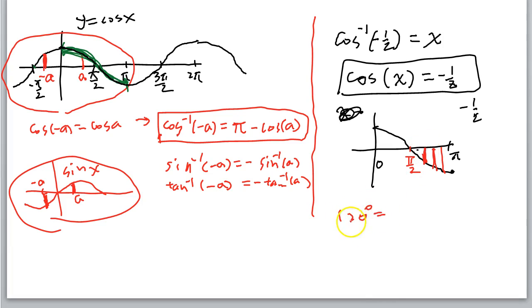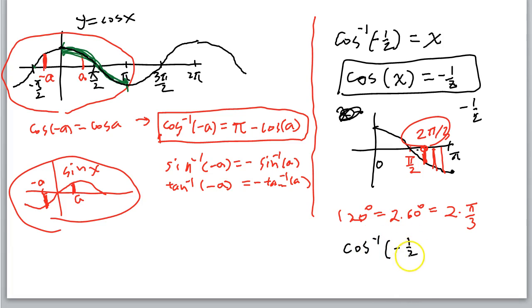120 degrees in terms of radians is twice 60 degrees, and 60 degrees is pi over 3, so it's 2 times pi over 3. So this angle here is 2 pi over 3. We found it, therefore our final answer is that cosine inverse of negative 1/2 is equal to 2 pi over 3.